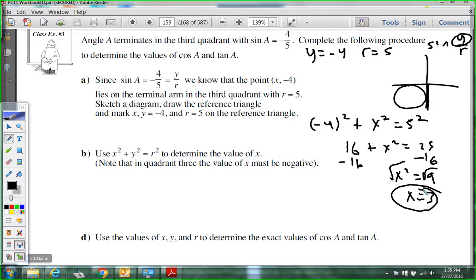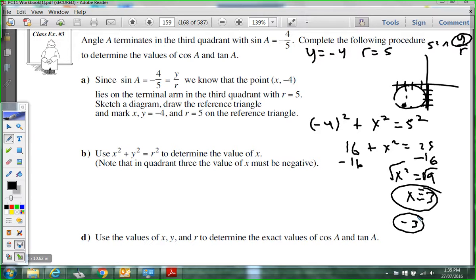So we already sketched the diagram. So essentially, it's over here. It's negative 4 for the y. So the diagram that we'll be sketching, we now know the x, so I'll go ahead and use that. We put our dot right there, and you can see that's at the negative 3, the negative 4. Remember, it's a negative 3. I know it's a little messy because it's in the third quadrant.